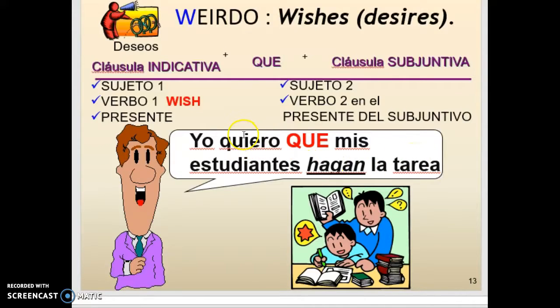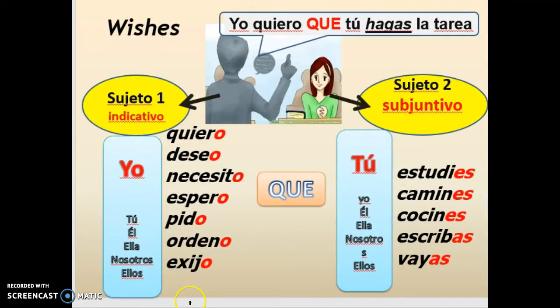So here's my first wish, or my W from my acronym weirdo, that is telling me, let me look carefully. Here's the que, it is a wish. This is something I want, I desire. Who's the subject? The students. Now let me conjugate the verb. Here's some examples of several wishes, followed by que, and several examples of how to conjugate in the ER, IR, and some irregulars.